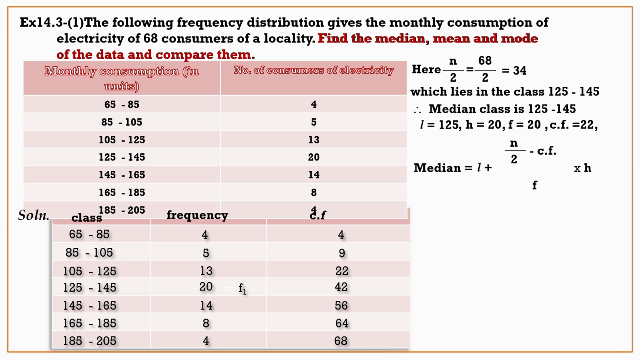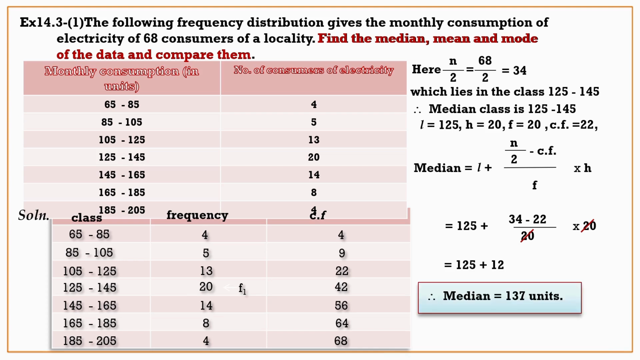So now the formula is median equal to L plus (n by 2 minus CF) by F into H. Okay. So now put all the values. 125 plus (34 minus 22) by 20 into 20. So that is coming 125 plus 12. That is, the median value is 137 units. So now we found the median value. Now we also need to find the mean and mode.